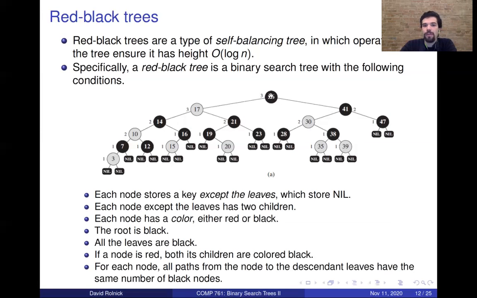So here, for example, if you follow this path, it has 1, 2, 3, 4 black nodes. Sorry, I should have said, it has 4 black nodes, counting itself. And this one also has 4 black nodes. And this path also has 4 black nodes.